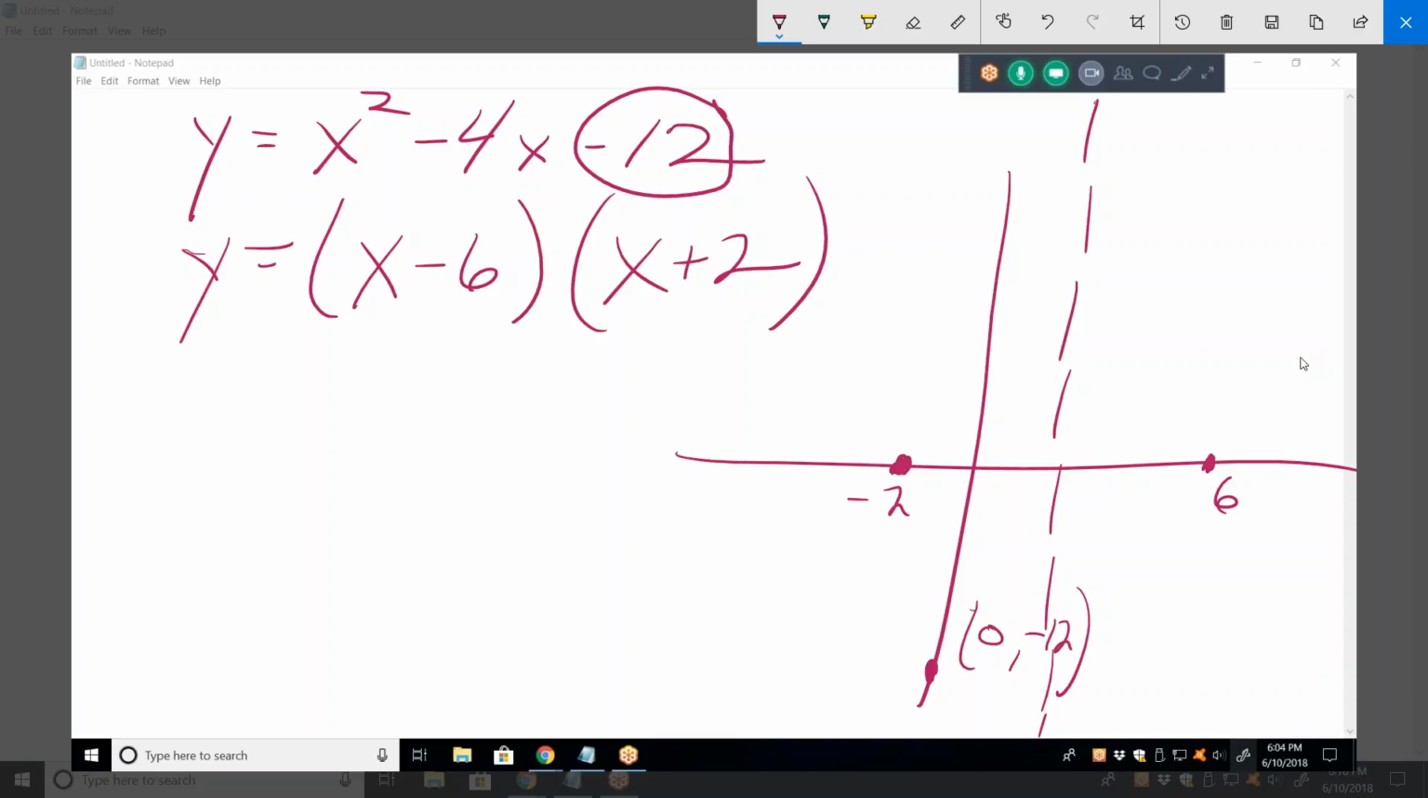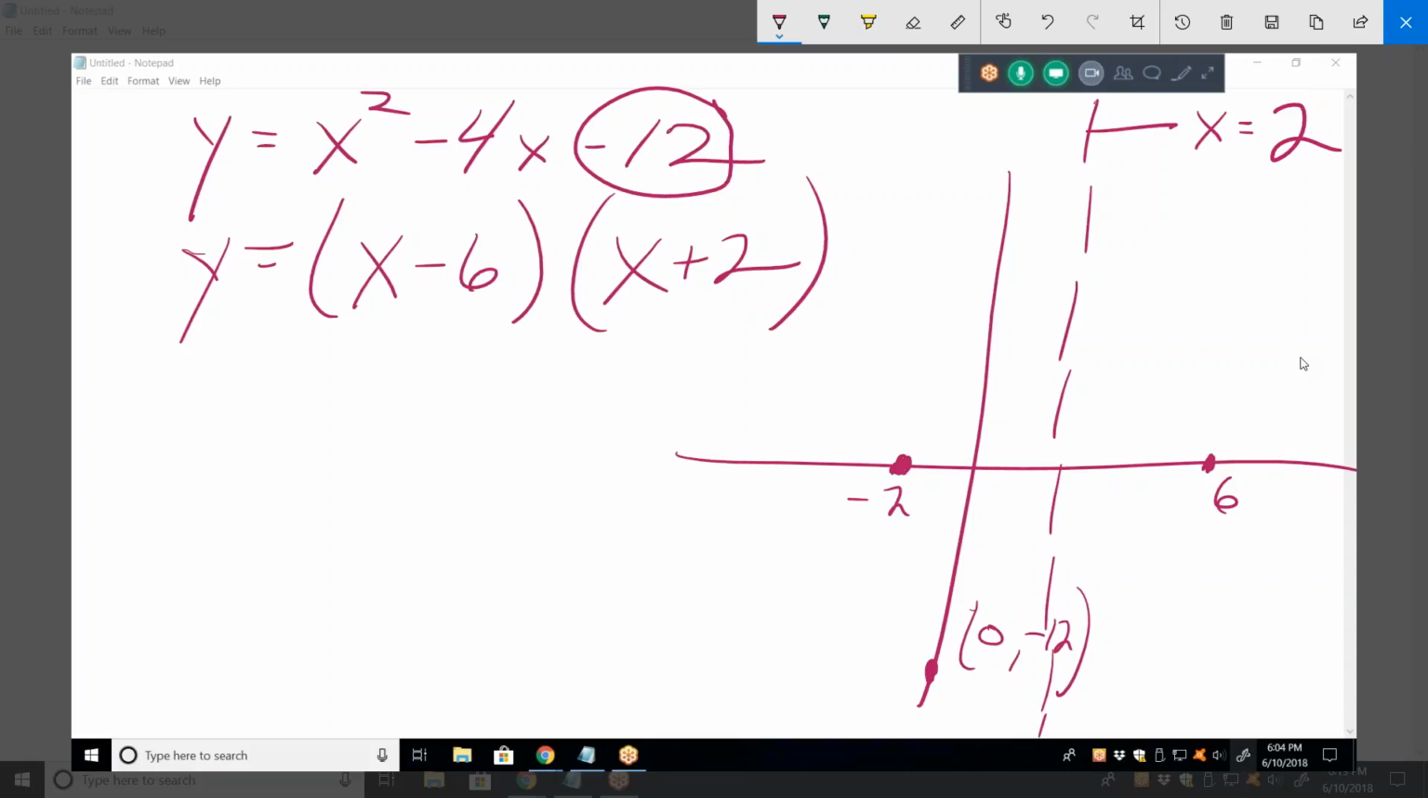Okay, so the positive 6 and the negative 2. That would be 4, and divide by 2 is 2. Notice that 2 is halfway between them. It's 4 units from negative 2, and it's 4 units from 6. Correct. So it would be 2 and 0. Yeah, so now I have a lot.